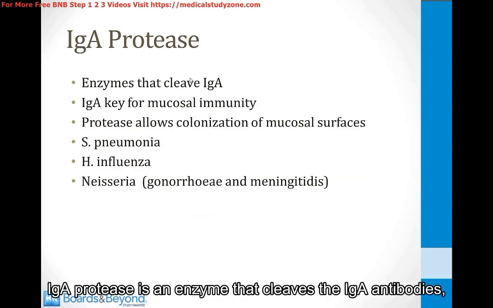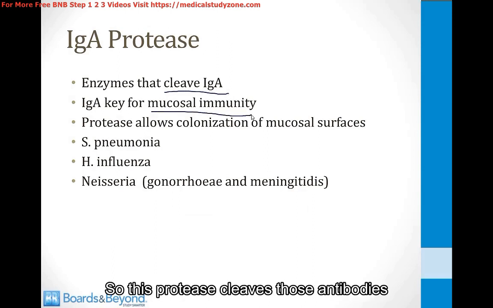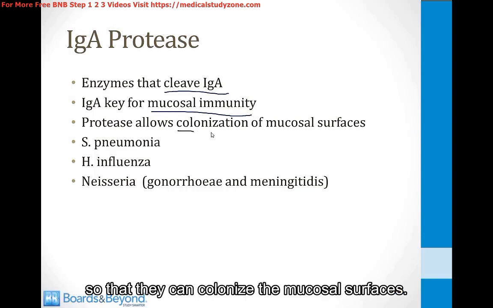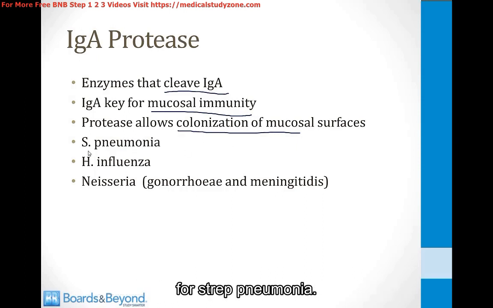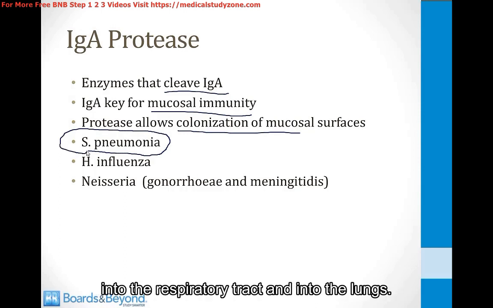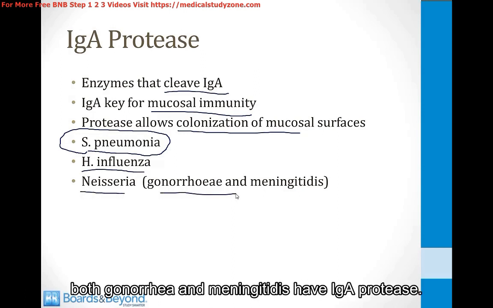IgA protease is an enzyme that cleaves the IgA antibodies, and recall that the IgA antibodies are very important for mucosal immunity. So this protease cleaves those antibodies and allows the bacteria to persist on mucosal surfaces so that they can colonize the mucosal surfaces. This is a very important virulence factor for strep pneumonia. It's part of how strep pneumonia is able to get into the respiratory tract and into the lungs. It's also important for H. influenza, and it's also important for Neisseria. Both gonorrhea and meningitis have IgA protease.